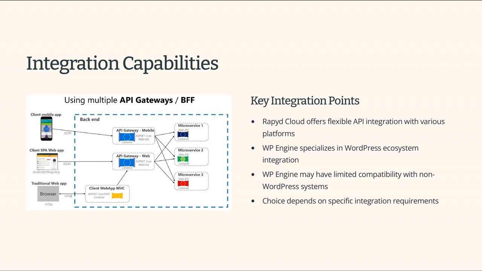Performance-wise, Rapyd Cloud boasts fast and reliable financial transactions globally. WP Engine, on the other hand, is known for its speed and reliability in hosting WordPress sites, with features like CDN and Evercache enhancing performance. Both platforms are highly reliable within their respective domains.